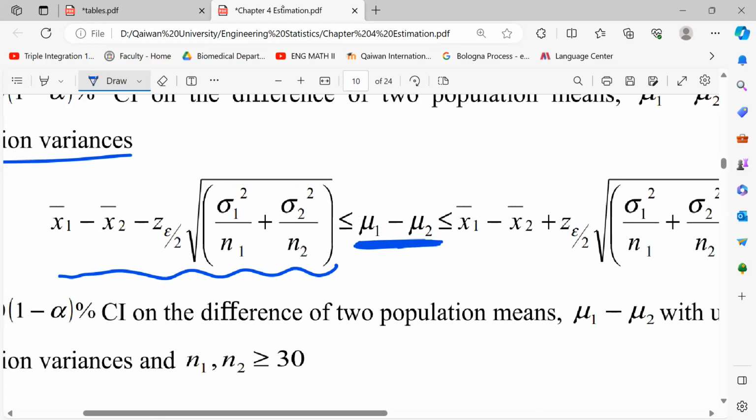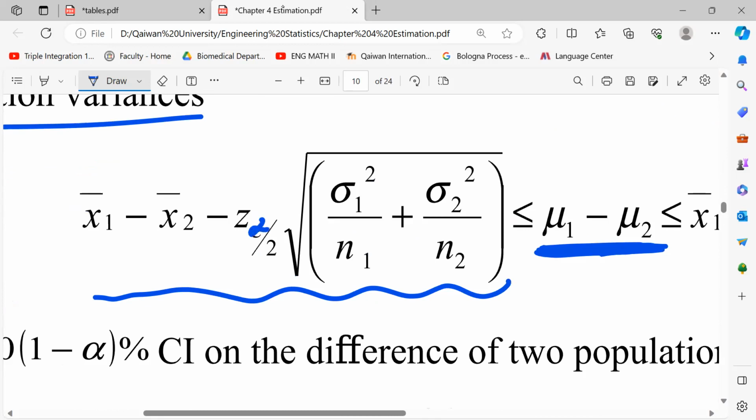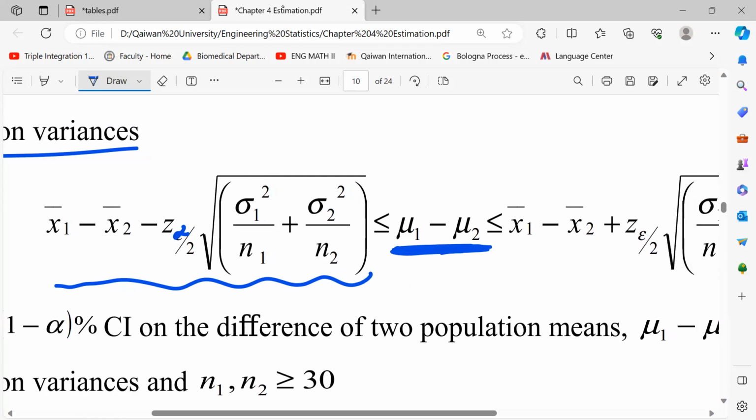This is not epsilon. This is alpha. Okay? Z of alpha over 2. We could get alpha from the information given in the example. Now, we just need to have x1 bar, x2 bar. These two must be given in the example. Sigma 1 and sigma 2 must be given also. N1 and N2 must be given. What's not given? Only Z. But alpha is given. We could get Z from the table based on alpha. That's for the left-hand side.